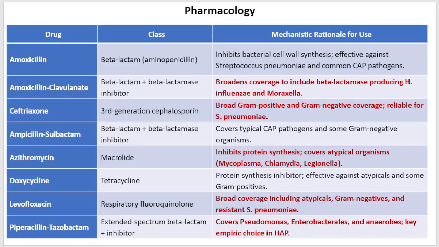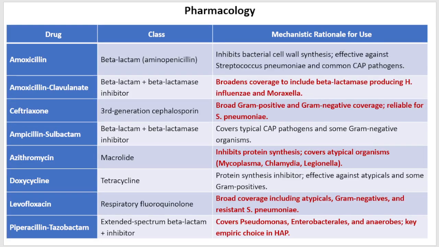If the patient has comorbidities or risk factors, we use amoxicillin clavulanate. The clavulanate component blocks beta-lactamases, extending coverage to organisms like Haemophilus influenzae and Moraxella. For hospitalized patients, ceftriaxone, a third-generation cephalosporin, is given at 1 to 2 grams IV daily. It provides broad gram-positive and gram-negative coverage, especially for pneumococcus. Another option is ampicillin sulbactam, which combines a beta-lactam with a beta-lactamase inhibitor, useful for mixed infections.